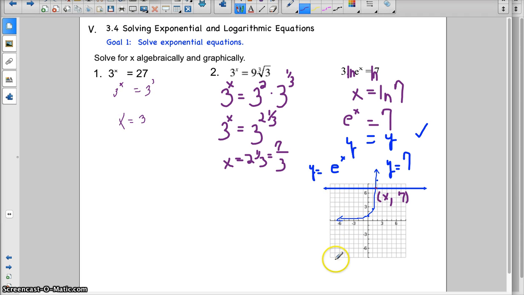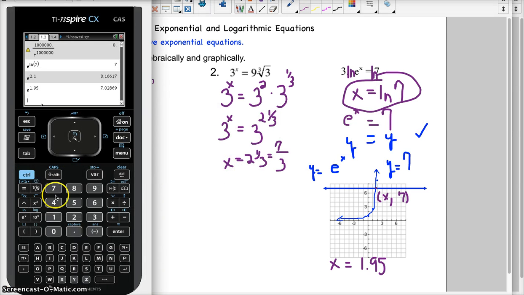So using the graphical method, I want you to use the intersection function rather than using the trace function, because the trace didn't come out to be quite as accurate as we would like. Also, you could double check to see if the natural log of 7 approximates to 1.95, and let's check that out. And it does approximate to 1.95.